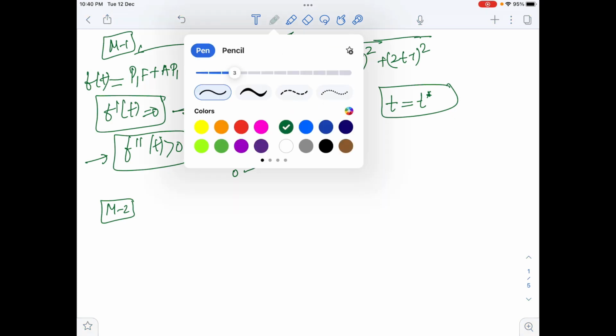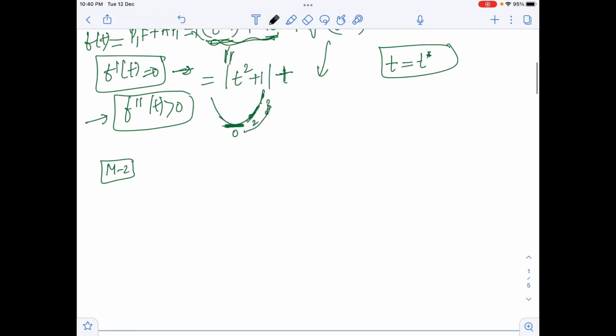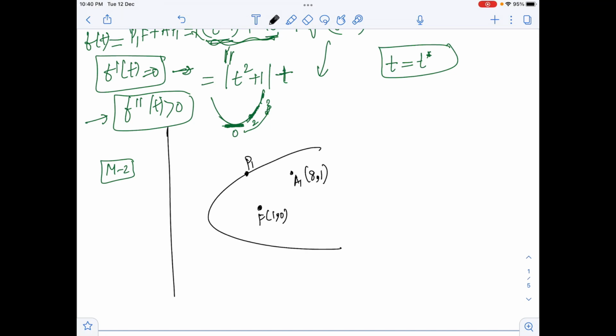Yes. So let's do it using method 2. Now we will try to do it purely geometrically. So what will we do geometrically? We have a parabola. The focus is already there, (1, 0). We have a point A1 (8, 1), and P1 is a random point.